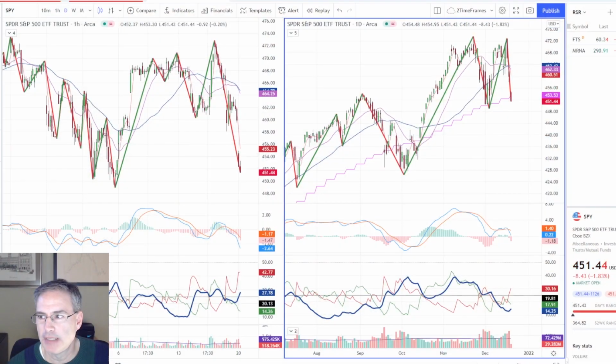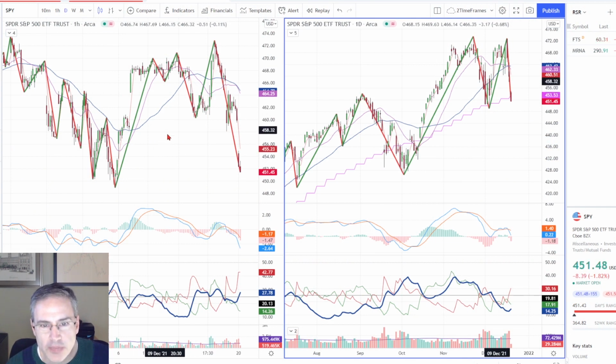Let's go ahead and get into this example. I'm just using the SPY. One of the things that I think is really important is that even though I'm doing a trading range play, you do the same thing. You have two time frames. The higher time frame is going to define the trade.